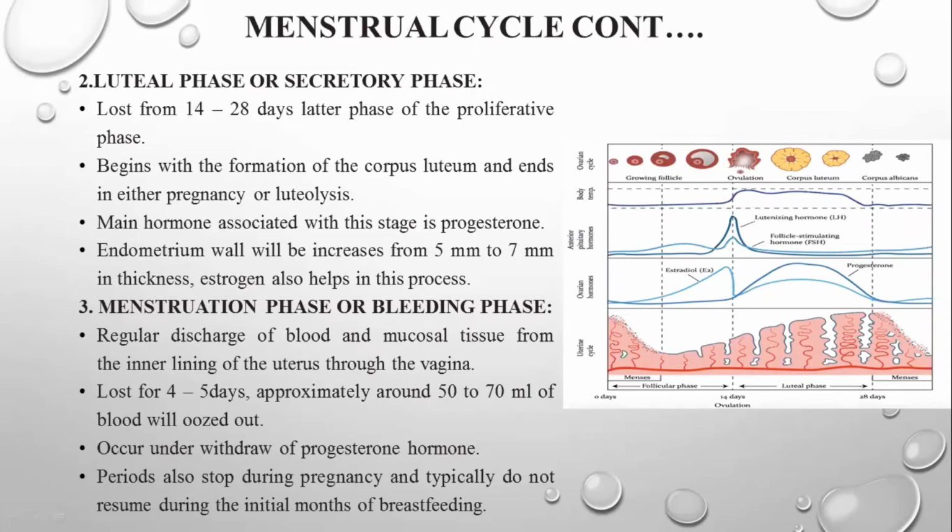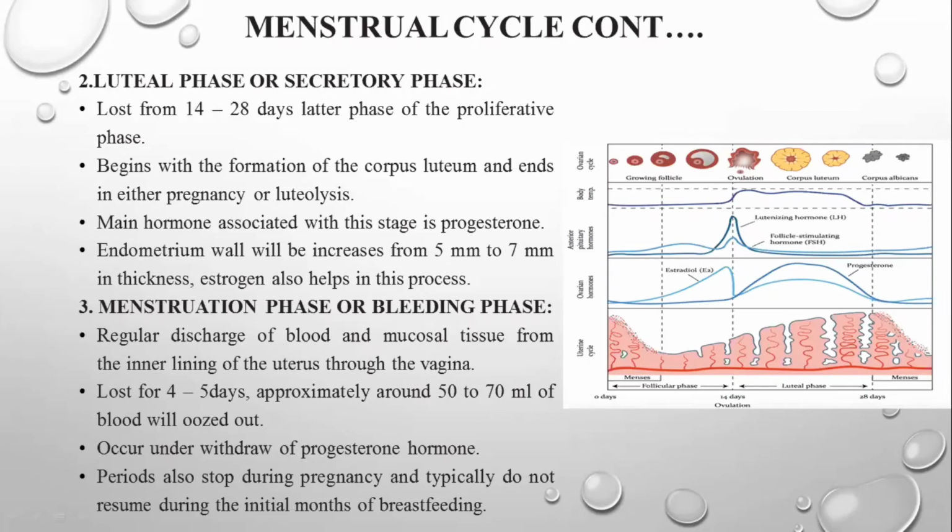This corpus luteum is going to play a major role in the secretion of an important hormone called progesterone. This progesterone helps in the formation of the endometrium. The endometrium was already 2 to 3 millimeters thick, formed in the follicular phase, but after the secretion of progesterone, its thickness is going to increase to 5 to 7 millimeters. Why?